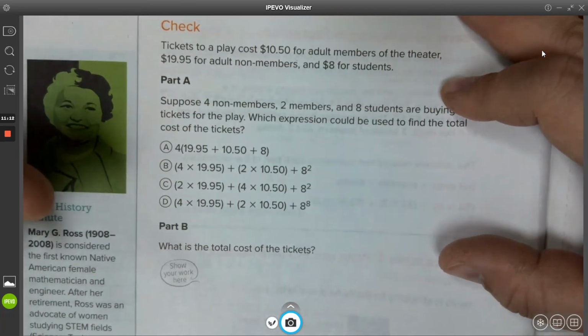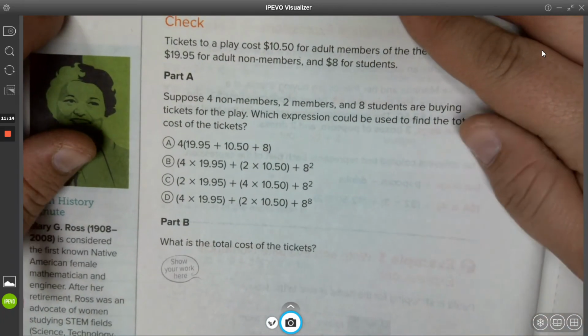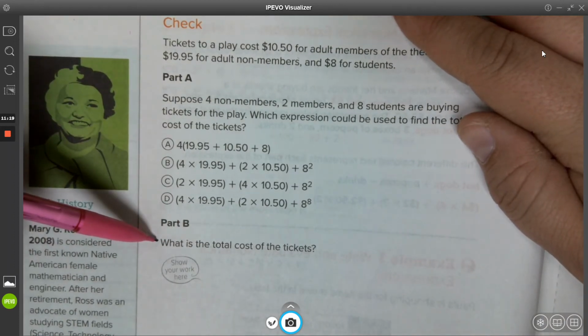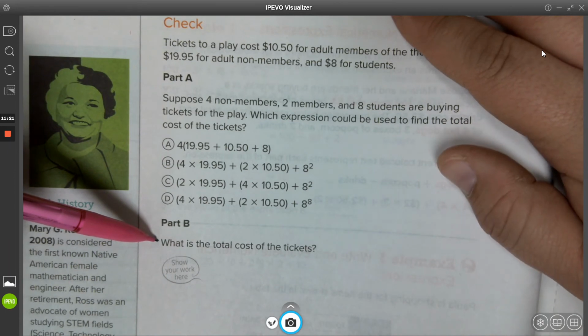So I'm going to have you pause here. You're going to go ahead and try to solve it on your own and find the total cost. Then you can resume and check your answer.